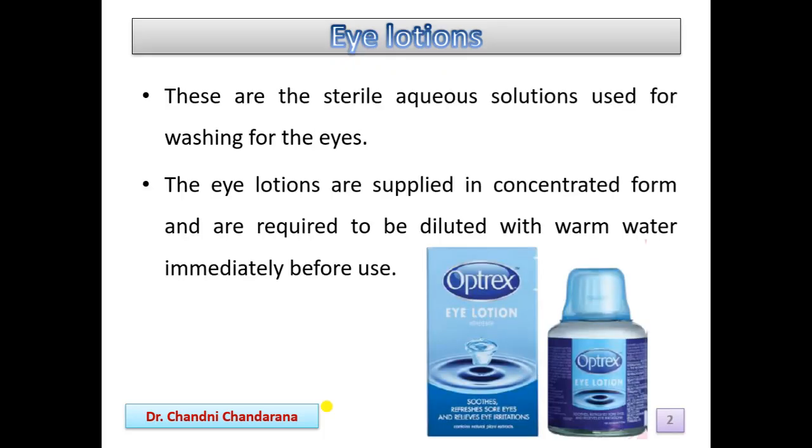Now first of all we will see eye lotions. So what is eye lotion? These are the sterile aqueous solutions used for washing the eyes. Means to wash our eyes we have to use eye lotion. Now the eye lotions are supplied in a concentrated form, already in this container, and are required to be diluted. How can we use it? We have to dilute it with warm water immediately before use.